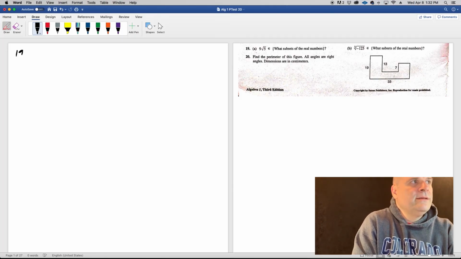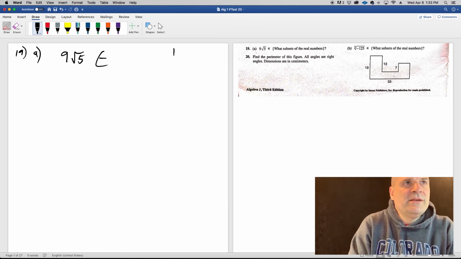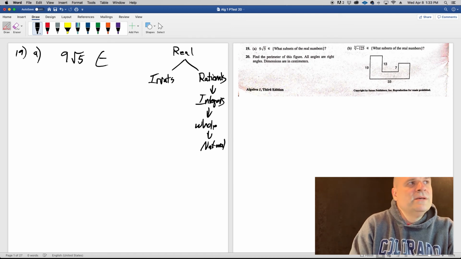Number 19, and there's an A and a B. So 19A says 9 radical 5 is an element of which subsets of real numbers? Remember our subsets of real numbers. There's only 2 major subsets of real numbers, which are irrationals and rationals. Okay? But then inside of the rationals, you've got your integers. Inside the integers, you got your whole numbers. Inside your whole numbers, you got your natural or counting numbers. Okay? So which part is this?